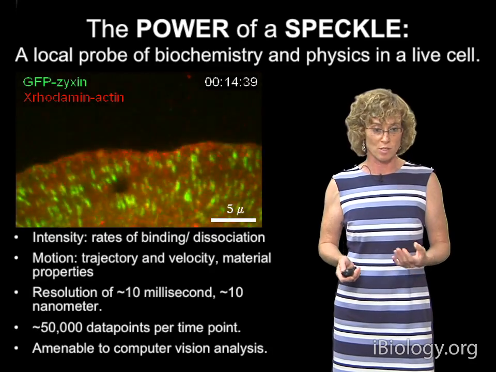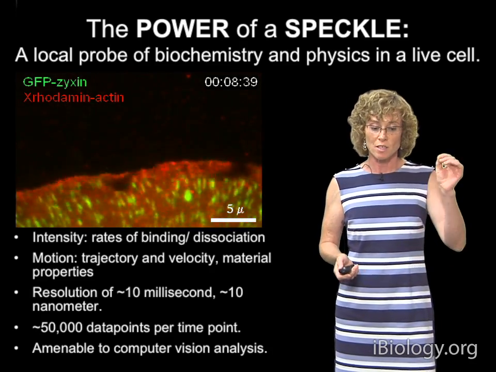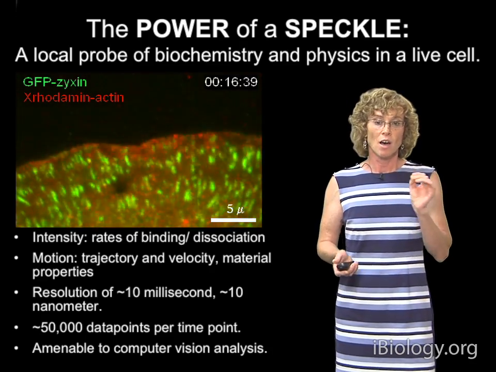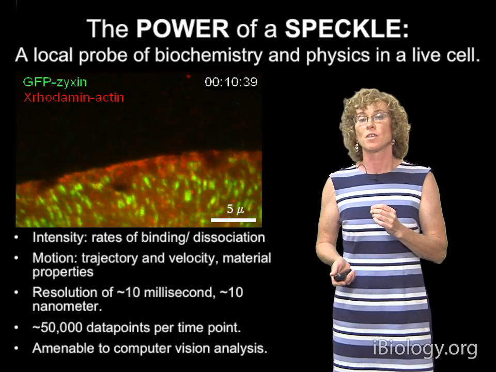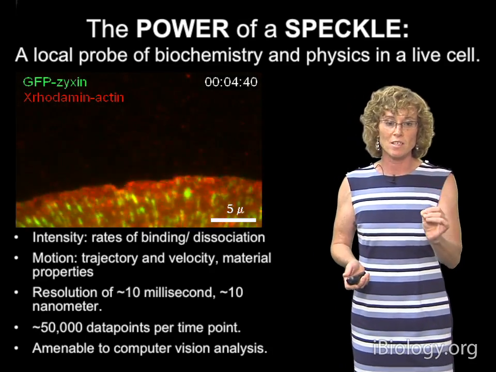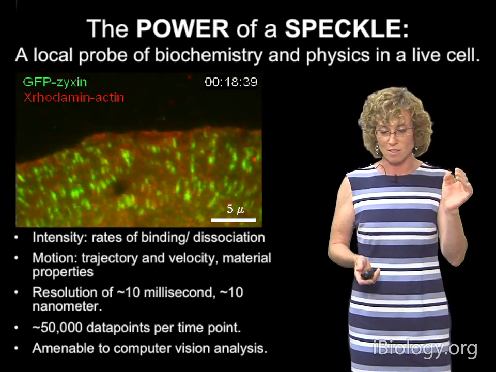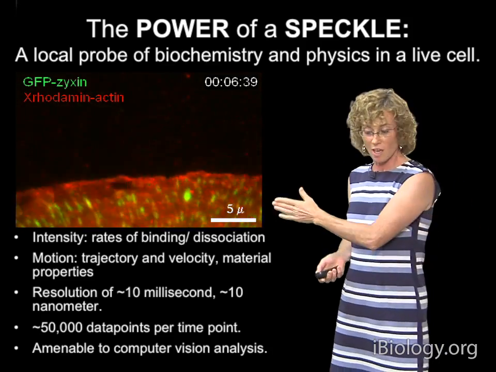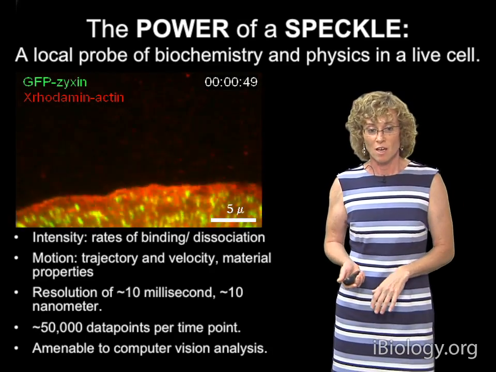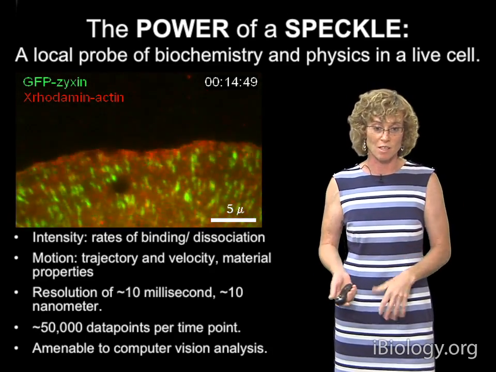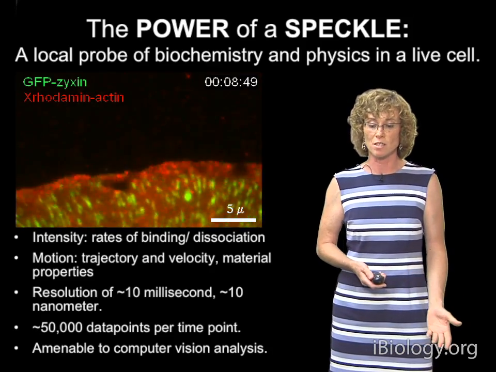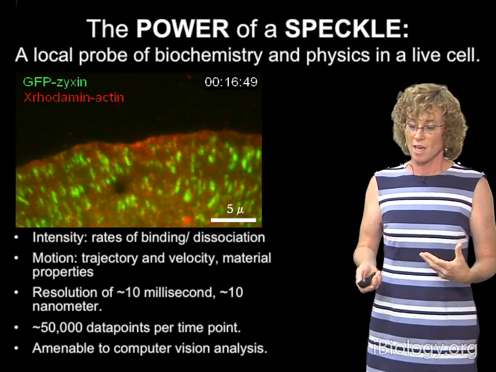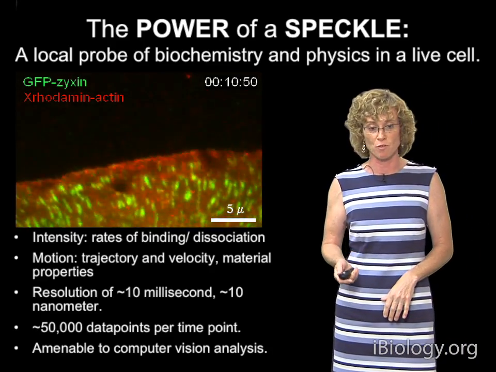Each speckle is encoding, for example, its intensity. The rate of change of intensity encodes the rate of binding and dissociation of fluorescently labeled molecules to and from the cytoskeleton. So this is a biochemical rate constant at the spatial resolution of the light microscope, 250 nanometers everywhere in the cell. The motion tells you about the physics of the material, the trajectory and velocity of the material. You can even use the Brownian motion of the speckles as a probe for the viscoelasticity of the material.